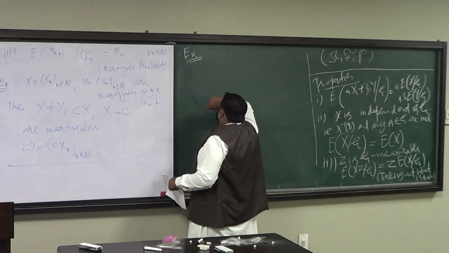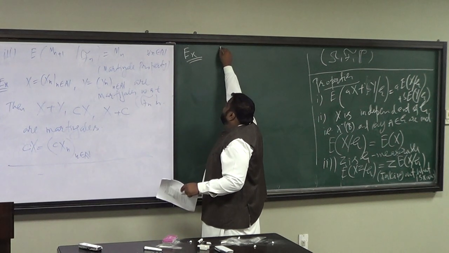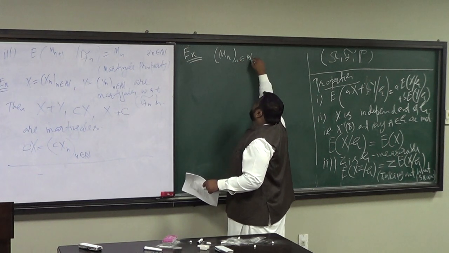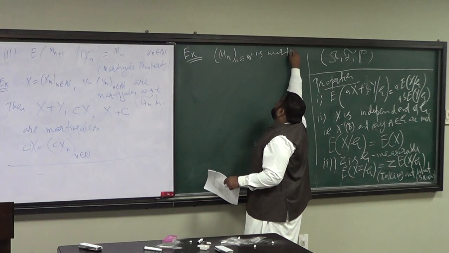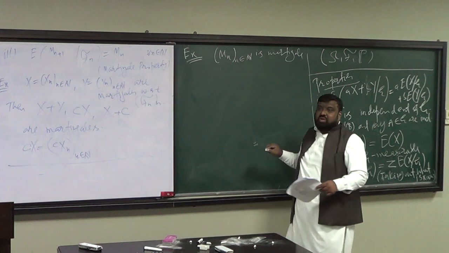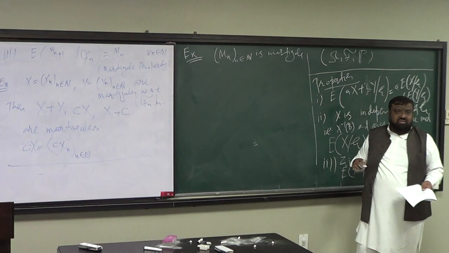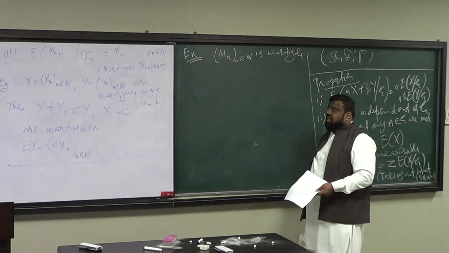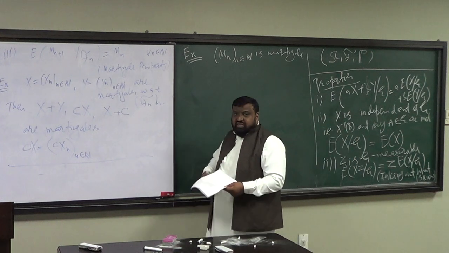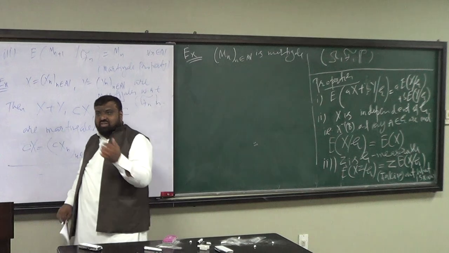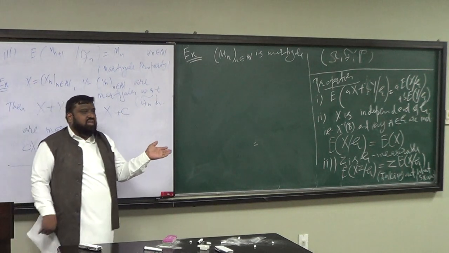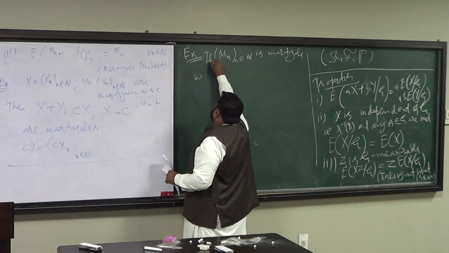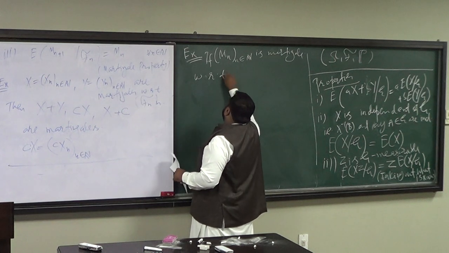Another exercise, a proof: if Mn is a martingale, whenever I say martingale you have to specify or talk about the filtration as well, because you can't have a martingale without a filtration. Usually, whenever we just say martingale and do not express the filtration, we mean that there is a natural filtration to which it is adapted. Now, martingale with respect to the filtration.